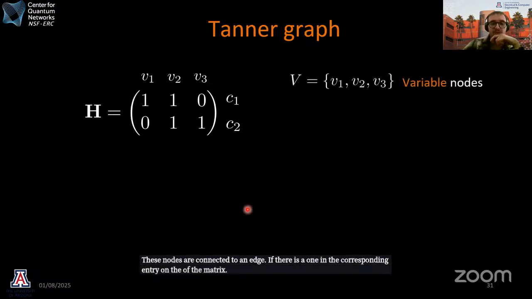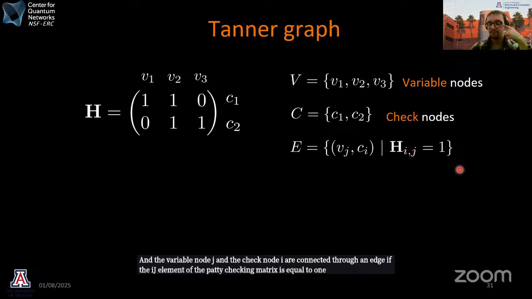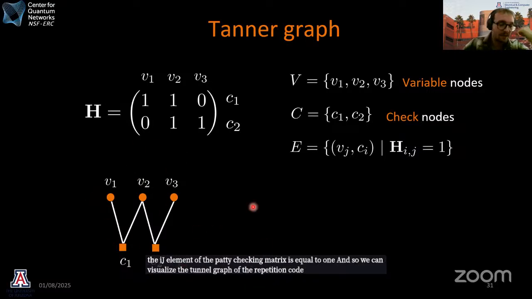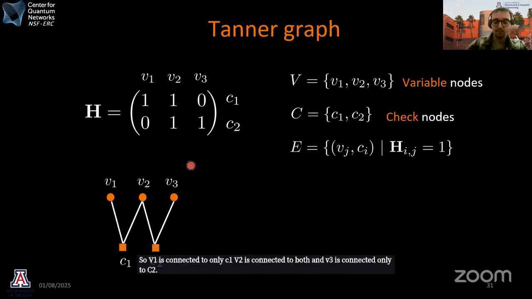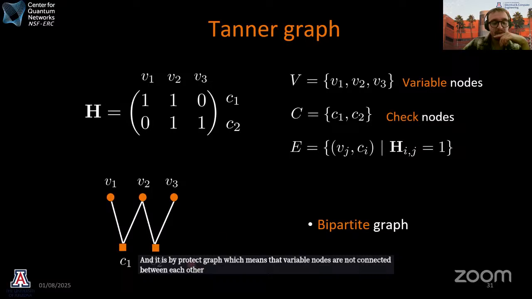So we have the set of variable nodes and the set of check nodes. And the variable node j and the check node i are connected through an edge if the ij element of the parity check matrix is equal to 1. And so we can visualize the Tanner graph of the repetition code in this fashion. So V1 is connected only to C1, V2 is connected to both, and V3 is connected only to C2. And it is a bipartite graph, which means that variable nodes are not connected between each other, and also check nodes are not connected between each other.